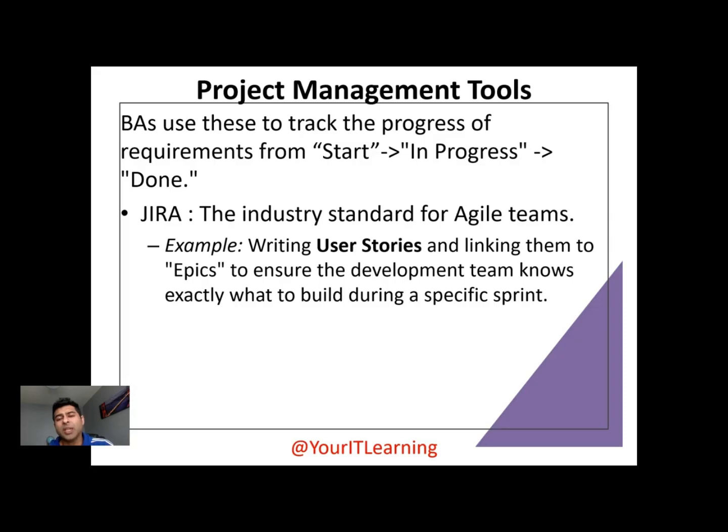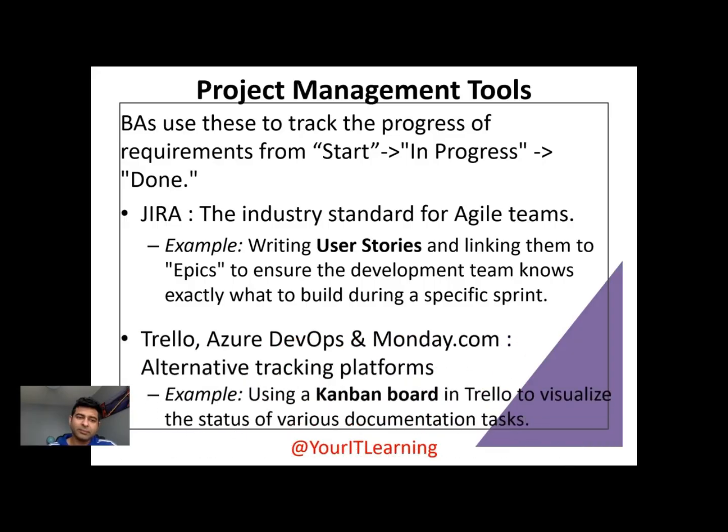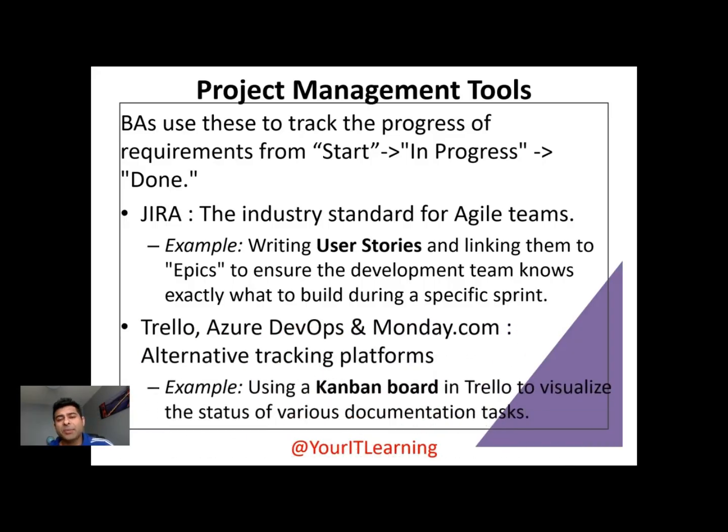So any user story you create, you will definitely make sure you are linking them to the epics. The epics are the higher level work which is needed. Under those epics, there are multiple user stories which are created to make sure the whole epic is done. Trello, Azure DevOps, and Monday.com. So these are other alternative tracking tools which any company can use. An example would be using a Kanban board in Trello to visualize the status of various documentation tasks.